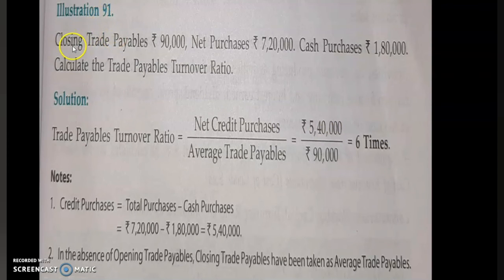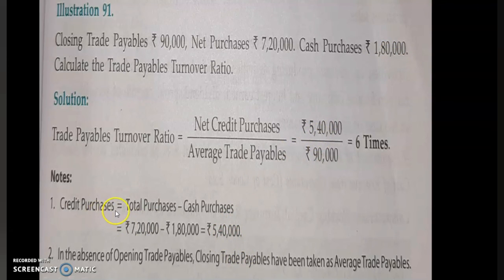Next problem. Closing trade payables is rupees 90,000. Net purchases is rupees 7,20,000. Cash purchases rupees 1,80,000. Calculate the trade payables turnover ratio. As usual, the first thing you have to do is write the formula. Trade payables turnover ratio is equal to net credit purchases divided by average trade payables. To find out net credit purchases, you are given here total purchases, that is 7,20,000. From that subtract cash purchase. What is left? Credit purchase, that you have to write over here.